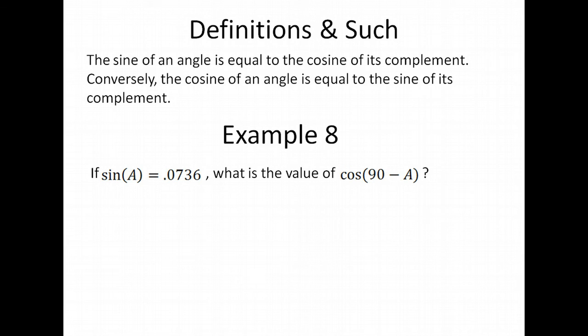So if the sine of a is equal to 0.0736, they want to know what the value of the cosine of the complement is, because that's represented as 90 minus a. Okay, since we know that one is the angle and the other is its complement, then this tells us that those two values have to be equal. So the cosine of 90 minus a, or the cosine of the complement, is the same as the sine of the angle, which is 0.0736.